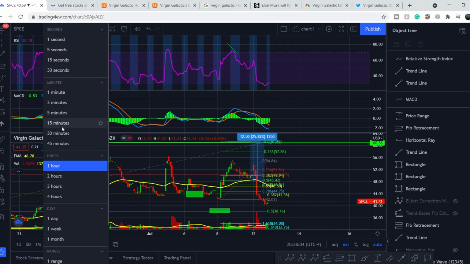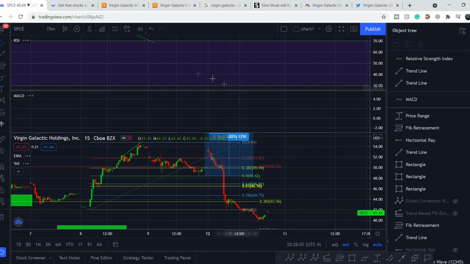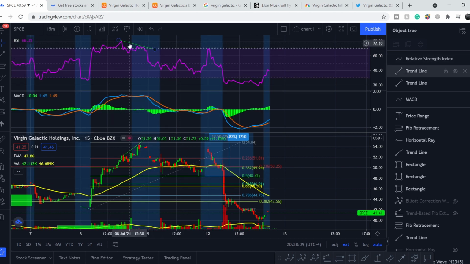Let me show you the 15 minutes time frame. And right here we had a bearish divergence. It means lower highs on RSI with higher highs on the price action. And when you see this pattern, it means that we might have a sell-off. And basically this sell-off happened.